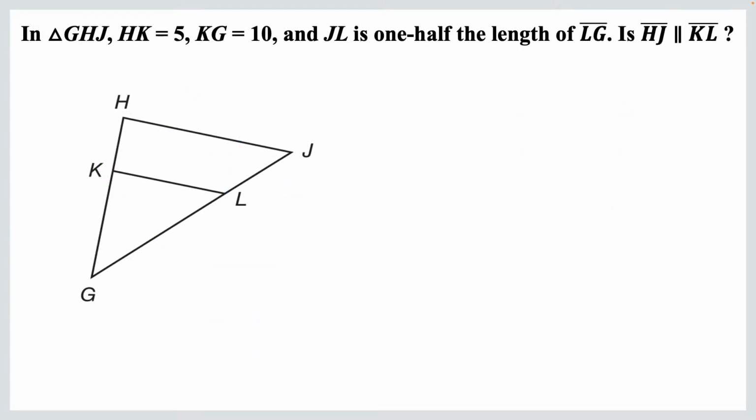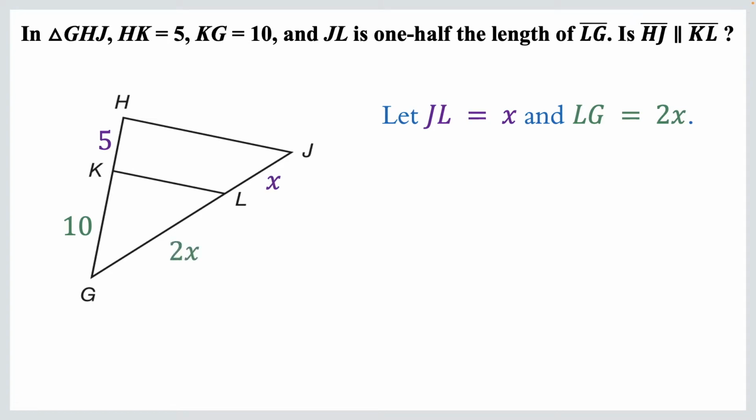This problem's similar, but we're coming at it from a different perspective, because what we want to know is if two lines are parallel. So it says in triangle GHJ, HK equals 5. So let's put that there. HK equals 5, KG equals 10. And JL is 1/2 the length of LG. That's kind of a mouthful, but here's what we're going to do. We're going to let JL equal x and LG equal 2x.